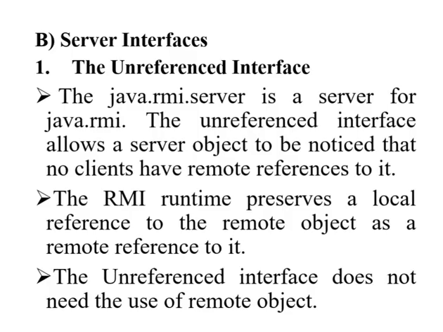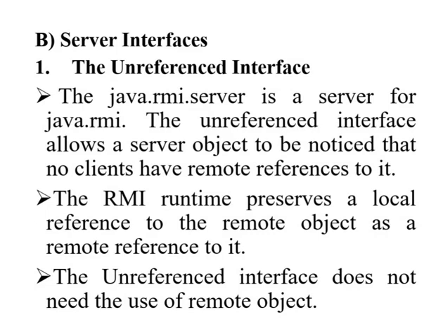The distributed garbage collection system keeps track of the number of client virtual machines that have a reference to a remote object, for each remote object. The RMI runtime preserves a local reference to the remote object as long as some client has a remote reference to it. Let us consider the example for the server interface. Import java.rmi.server, public interface Unreferenced, public void unreferenced.